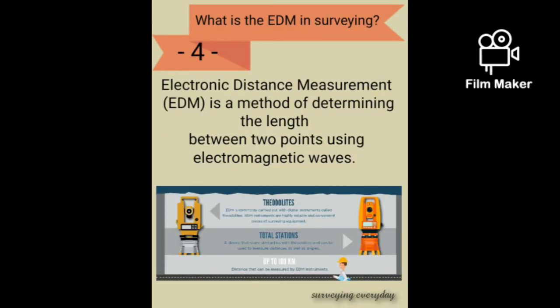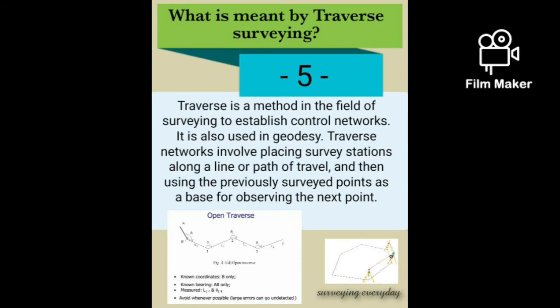4. What is EDM in surveying? Electronic distance measurement. EDM is a method of determining the length between 2 points using electromagnetic waves. 5. What is meant by traverse surveying? Traverse is a method in the field of surveying to establish control networks. It is also used in geodesy. Traverse networks involve placing survey stations along a line or path of travel, and then using the previously surveyed points as a base for observing the next point.